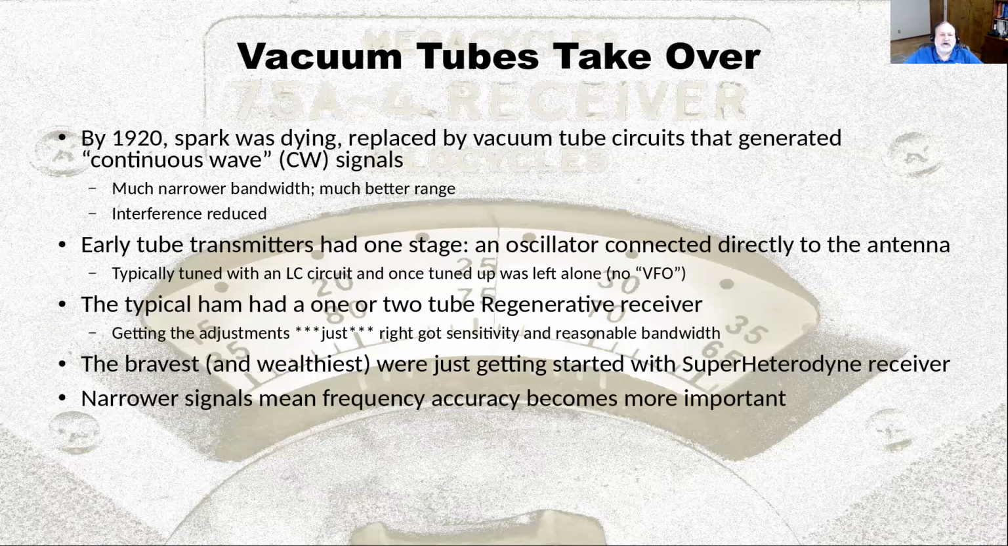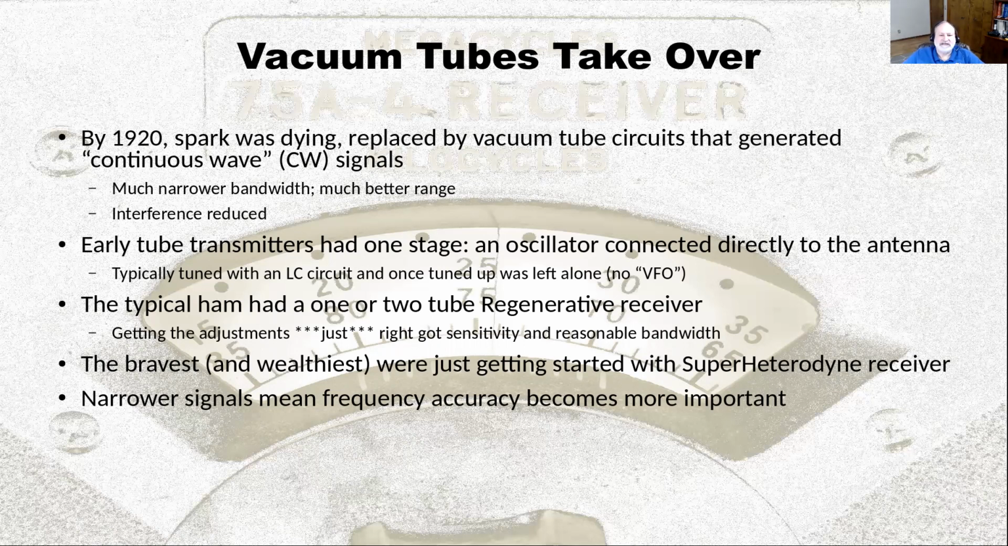By 1920, spark was dying because it just caused too much interference, and it was replaced by transmitters with vacuum tubes that generated continuous wave or CW signals. These had much narrower bandwidth, also much better range, and they reduced the interference. Early tube transmitters typically just had one stage, one tube, which was an oscillator connected directly to the antenna. It was typically tuned with a simple LC circuit, and we'll talk about that in a minute. And once it was tuned up, you left it alone. There was no such thing as a VFO, and there was no ability to go up 5 or down 10, well, at least not on purpose.